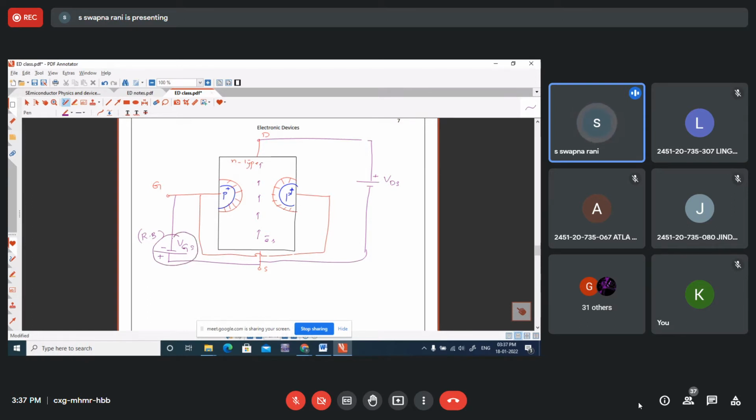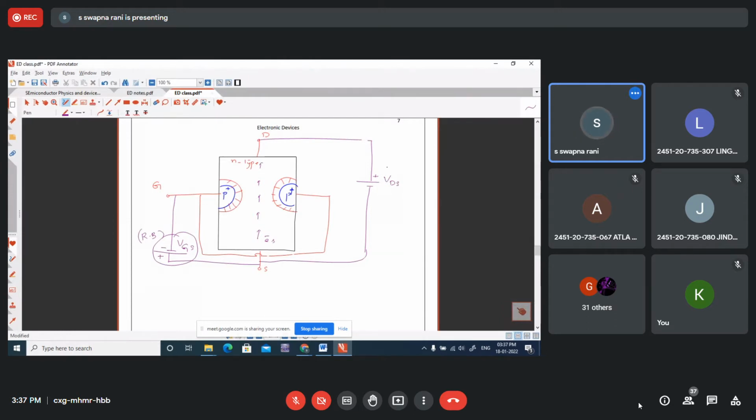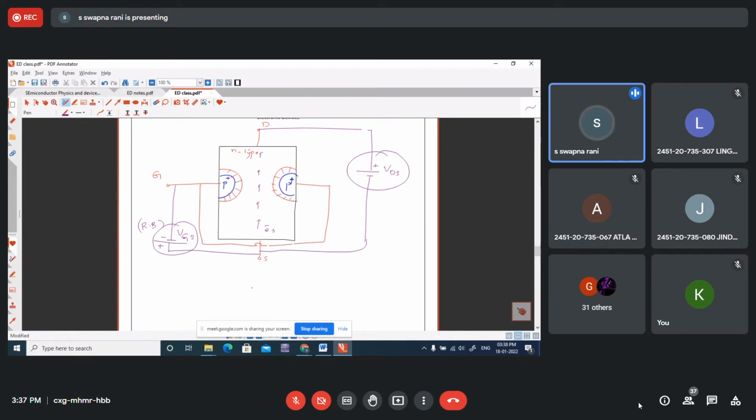So whatever biasing you provide between gate and source terminals, it is to be given such that the junction is reverse biased. And whatever biasing is provided between the drain and source, it is to be given such that the majority charge carriers move from source to drain. If it is a P-channel JFET, then the biasing will be exactly reversed. If you simply reverse the polarities of VGS and VDS, that will be applicable for P-channel JFET. This is N-channel JFET.